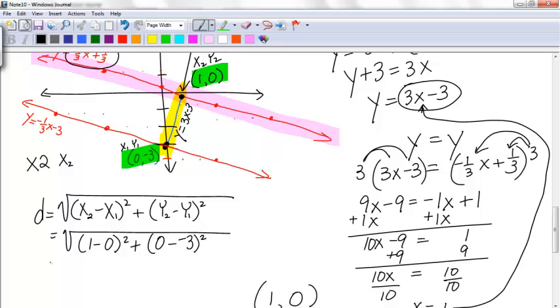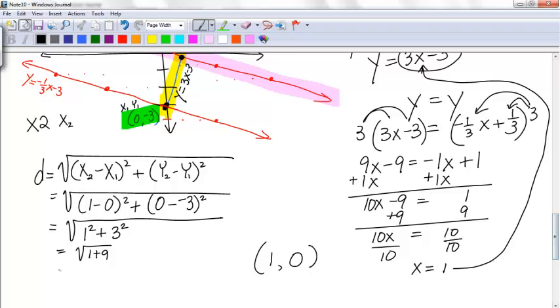Keep your equal signs all the way down. Extend that square root out. So this would be 1 squared plus minus a negative, which is the same thing as adding a positive, so that'd be 3 squared. So you'd end up with square root of 1 plus 9, square root of 10.